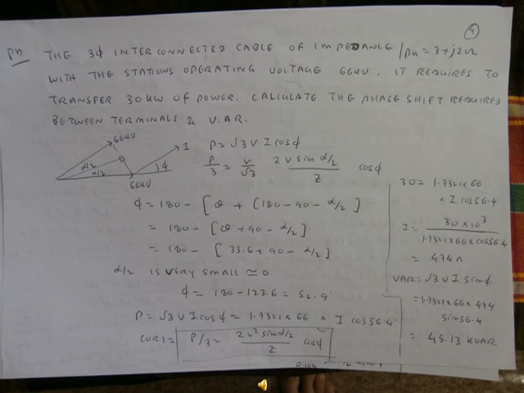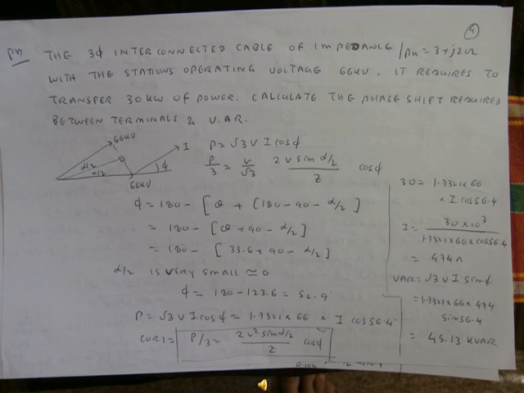So that will be 180 minus 33.6 plus 90 minus alpha by 2. In this case, alpha by 2 is very small, so approximately equal to 0. That will be phi equal to 180 minus 123.6, so that will be 56.9 degree. So P is equal to root 3 V I cos phi. So that will be 1.7321 multiply 66 multiply I cos of 56.4. So 30 equal to 1.7321 multiply 66 multiply I cos of 56.4. So I equal to 30 multiply 10 to the power 3 divided by 1.7321 multiply 66 multiply cos 56.4. That will be 474 ampere.